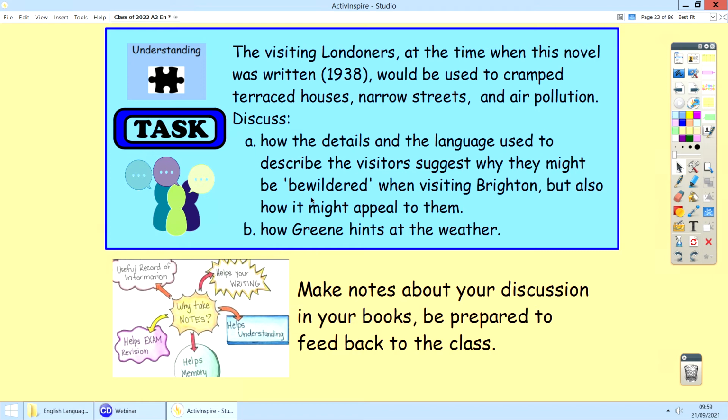And if you don't know what bewildered means, you need to look it up when visiting Brighton, but also how it might appeal to them and how the writer hints at the weather. So go ahead and make sure that you've done that now. Make some notes to answer that question and demonstrate your understanding of the text. Okay, I'm going to assume that you've done that. Well done.